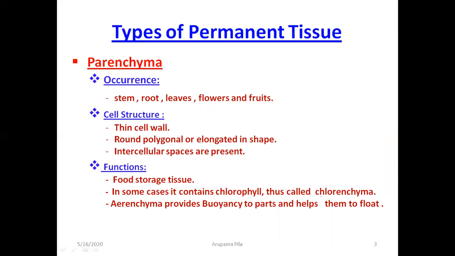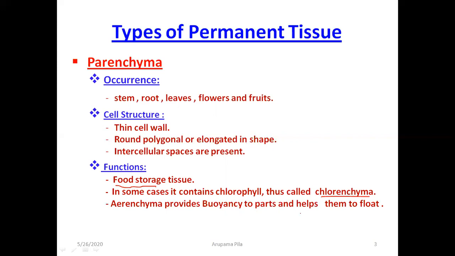Okay, chlorenchyma. And inside the cell, vacuoles are present. These vacuoles help in food storage. And the intercellular space present between the cells are called air spaces, and that's why parenchyma is also called aerenchyma. They provide buoyancy to parts and help them to float.